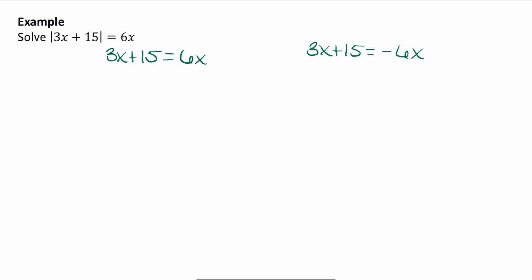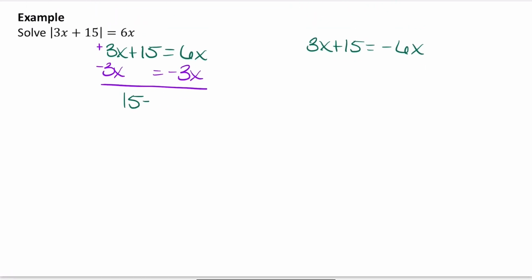Remember, whenever we have a variable on both sides, we're going to first work on moving the variables all to one side of the equation. I think it's easier here, because this is a positive 3x, to subtract 3x from both sides so we can get all our x's on the right side. So we have 15 equals 6x minus 3x, which is 3x. Now we're going to divide both sides by 3, and we end up with 5 equals x, because 3 and 3 will cancel.